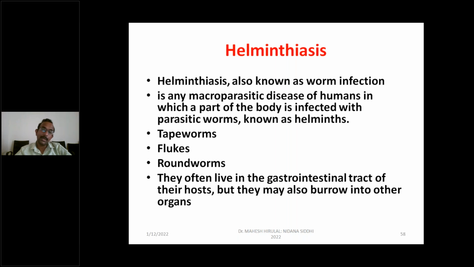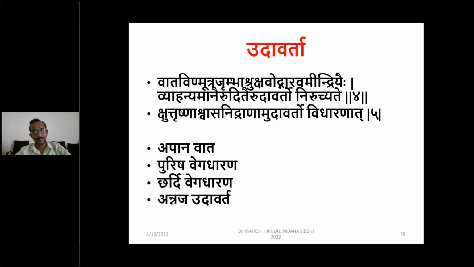Okay, so different types of worm, helminthiasis, tapeworm, then roundworm, ascariasis, those all are related to the krimis. Then the Udavarta is another very important concept. There are 13 types of Udavartas. Those related to the Annavasrotas and the Purushasrotas are Apanavata Vegadarana, Purusha Vegadarana, Chardir Vegadarana, and Annaja Udavarta. So these Udavartas also can be studied under the purview of Annavasrota Dusti vikaras.